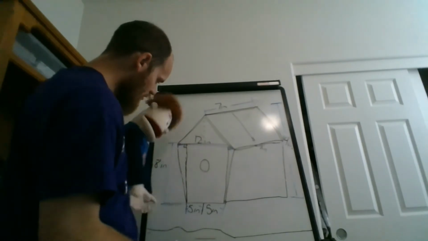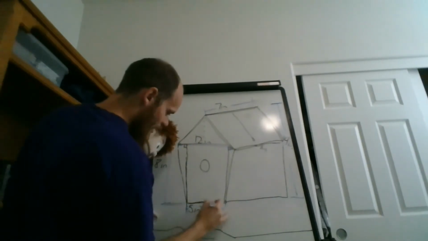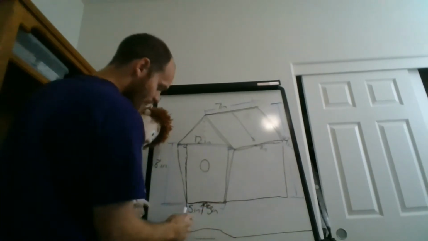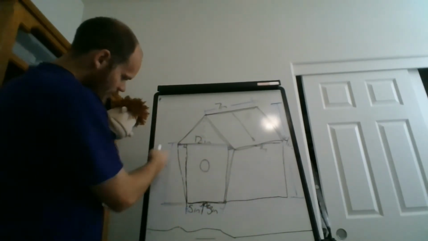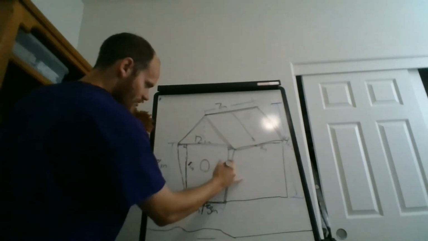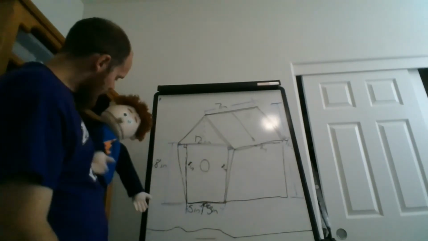Oh, I see it. Do you? So this length right here would be 10 inches, right? 5 inches and 5 inches together. And we already know the length on this side here is 8 inches. So that tells me this guy right here is 8 inches, and this guy right here is 8 inches. See how that works, Tommy?